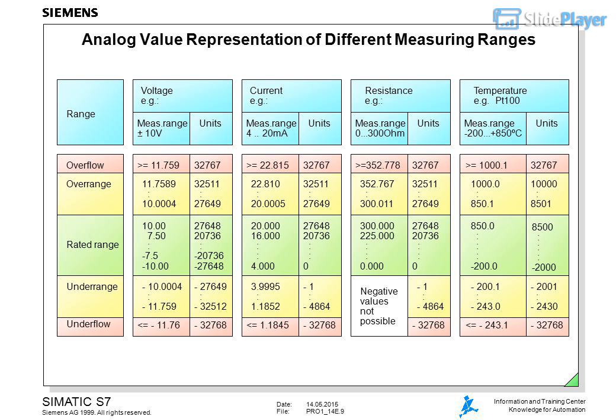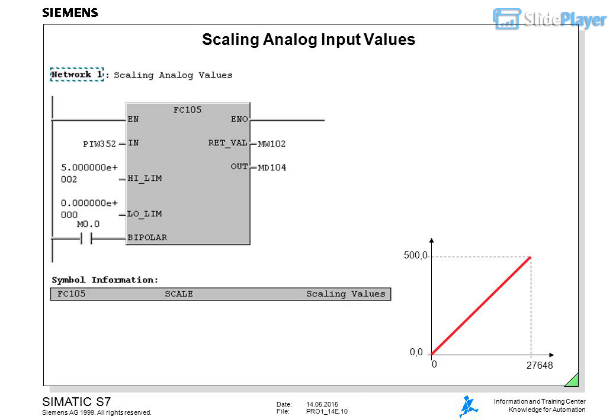Thermocouple type J: minus 210 to plus 1200 degrees Celsius, minus 2100 to plus 12,000. Thermocouple type E: minus 270 to plus 1000 degrees Celsius, minus 2700 to plus 10,000. Underflow: less than or equal to 11.76, 32,768. Scaling analog input values.